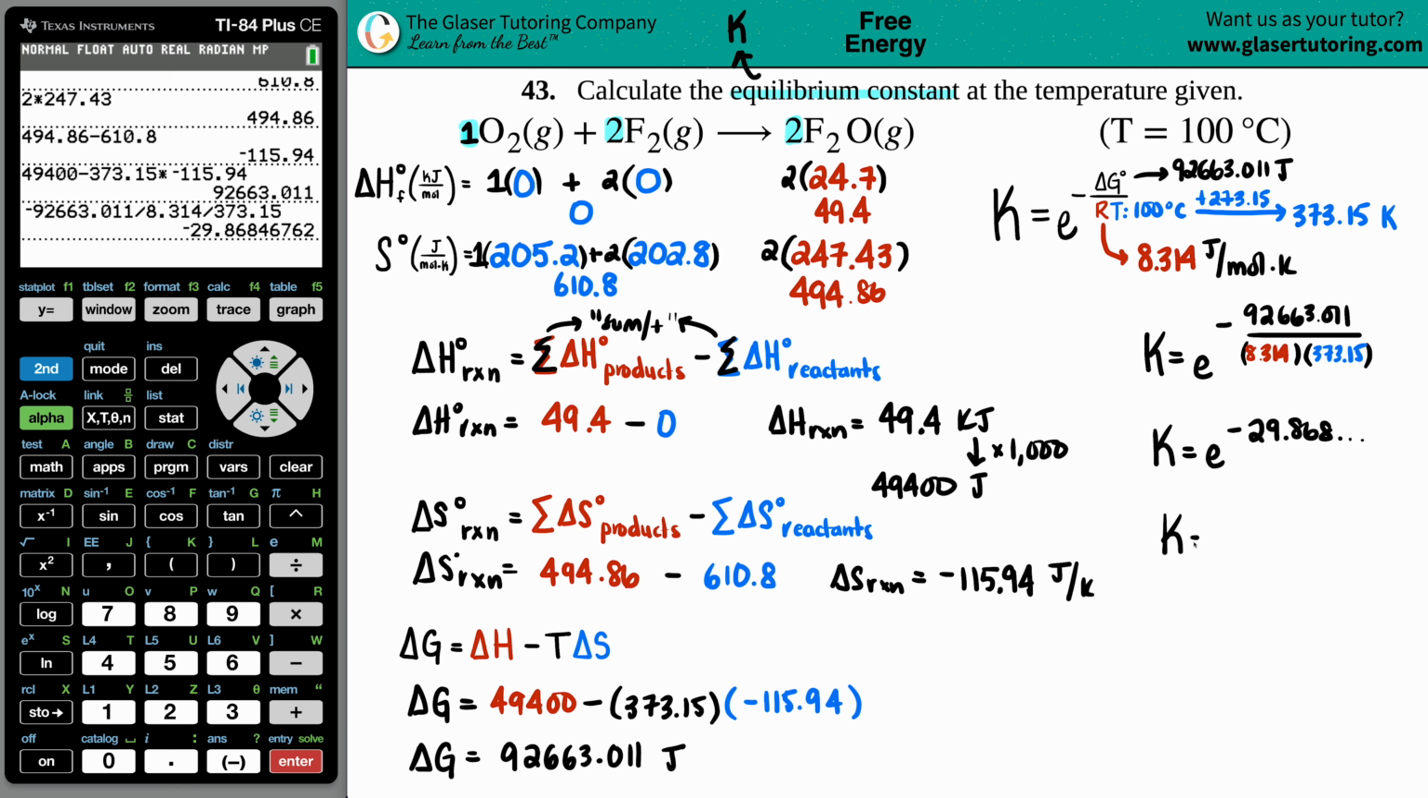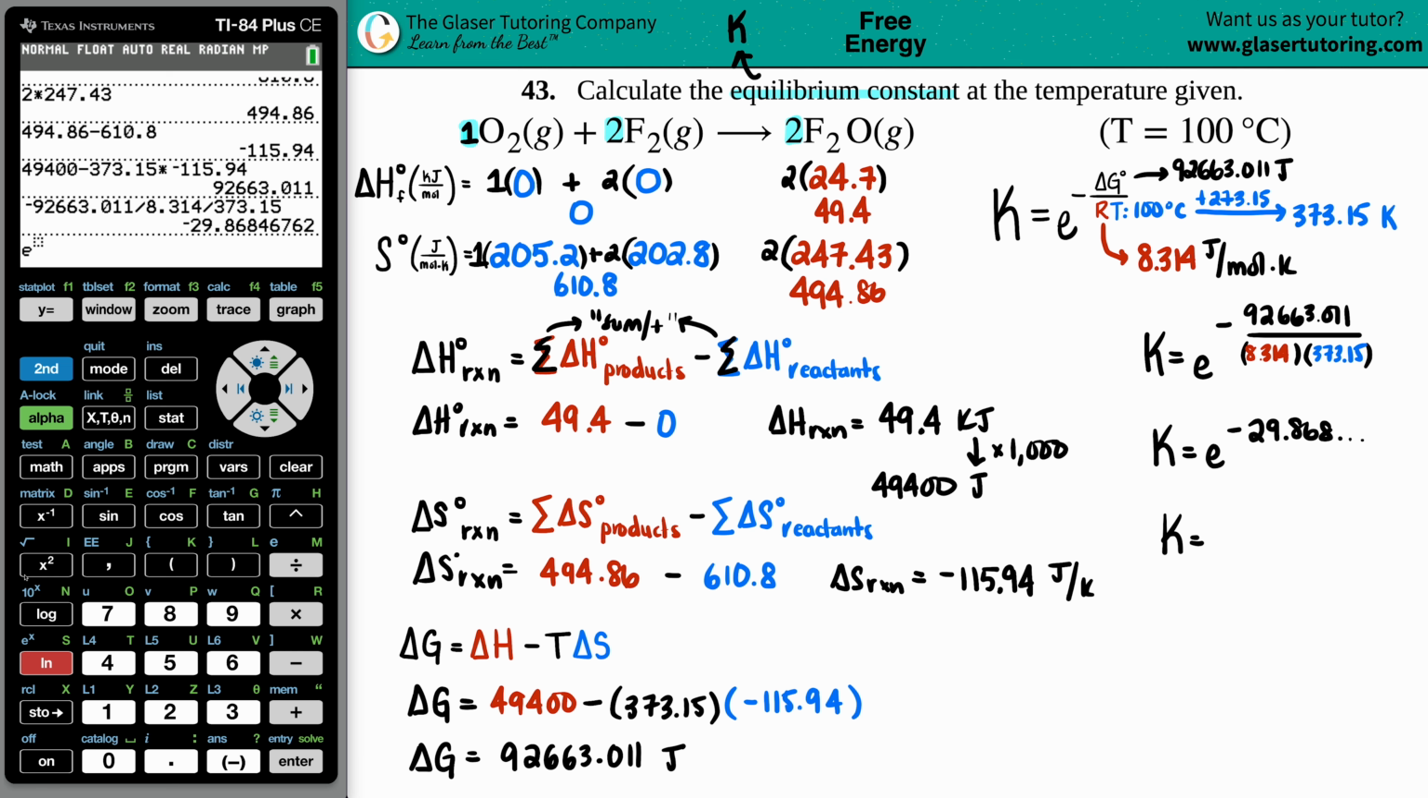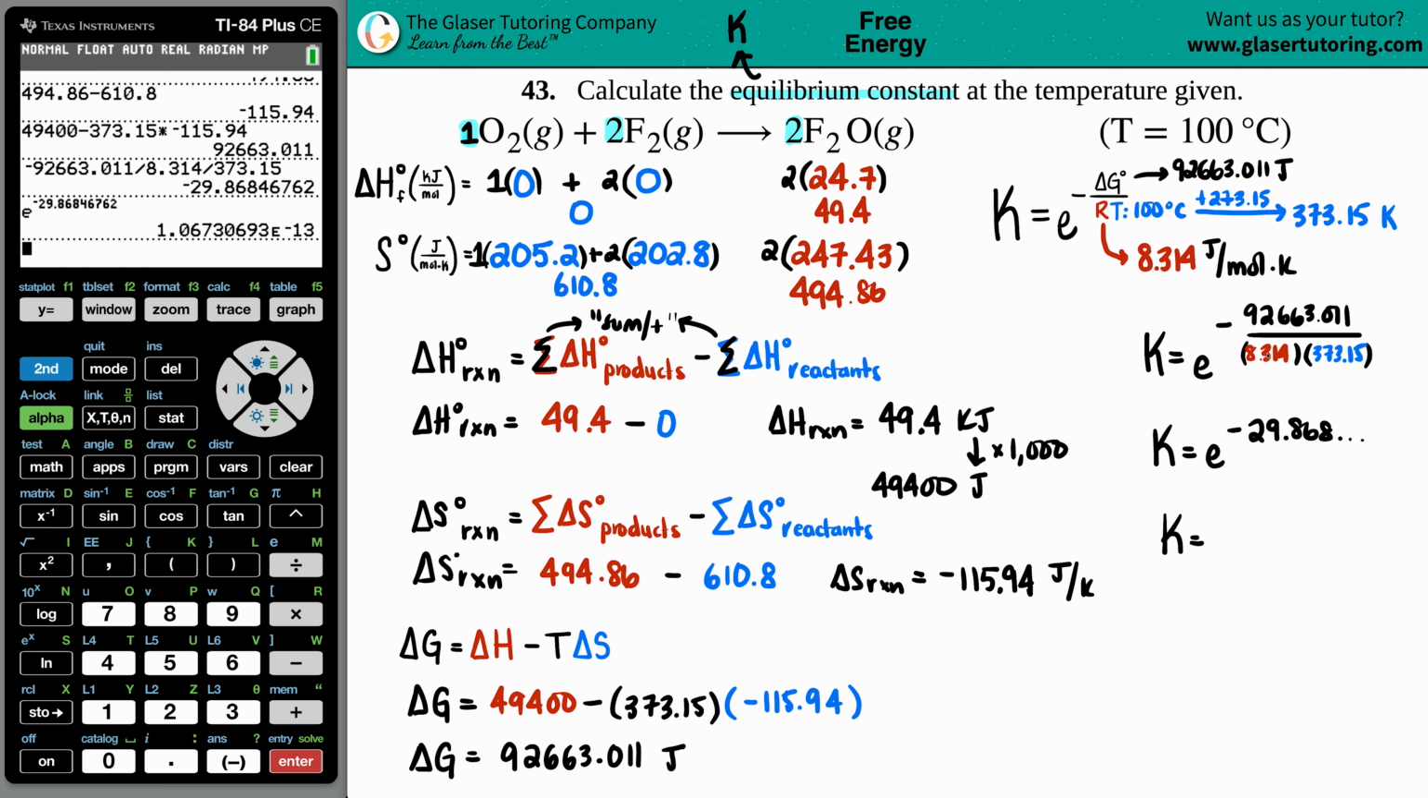So K equals, now I'm going to take my second ln, that's the e button, e to this whole number. Press enter, and there we go. In this final calculation, it seems like the lowest amount of sig figs is the R value. So that's what the lowest number of sig figs has to be. So it's going to be 1.067 times 10 to the negative 13th. And that is the final answer.